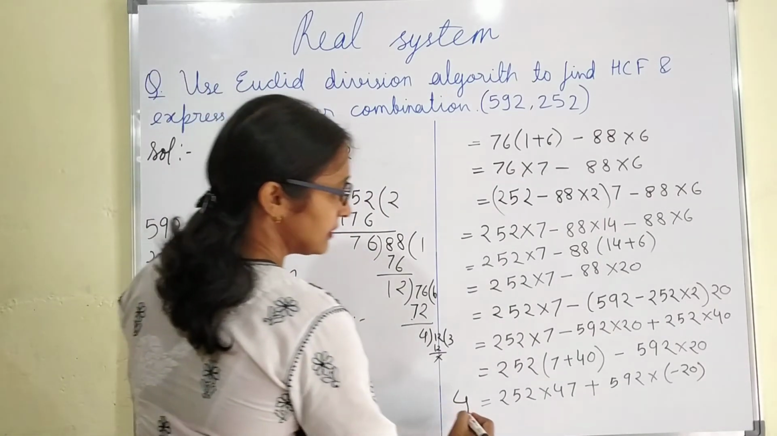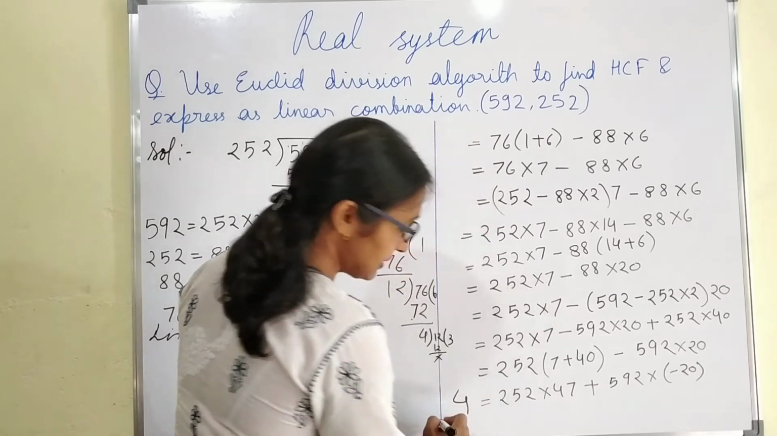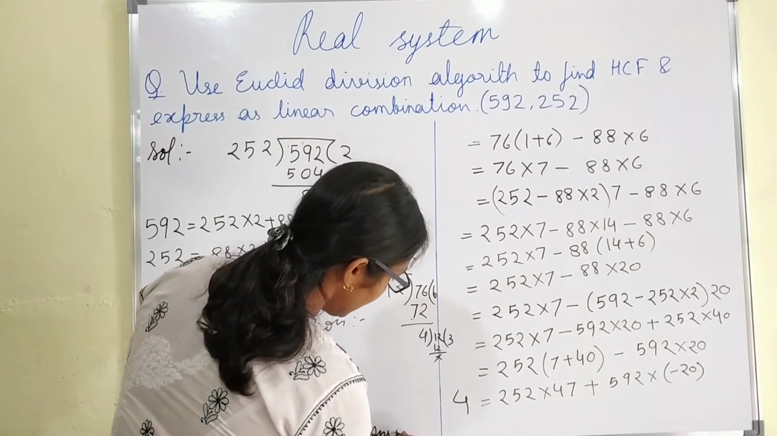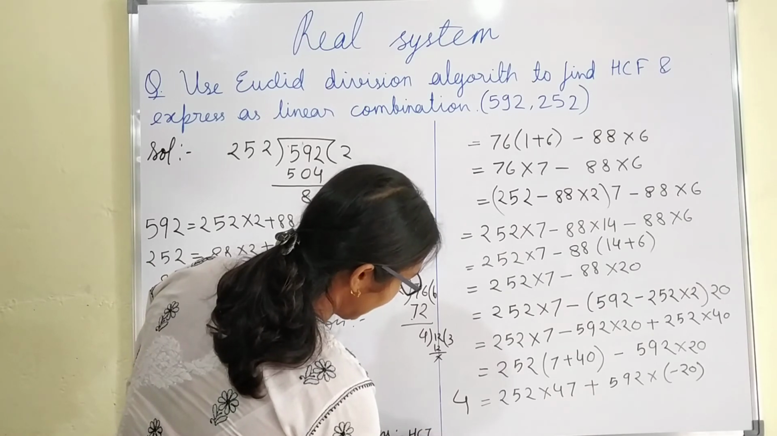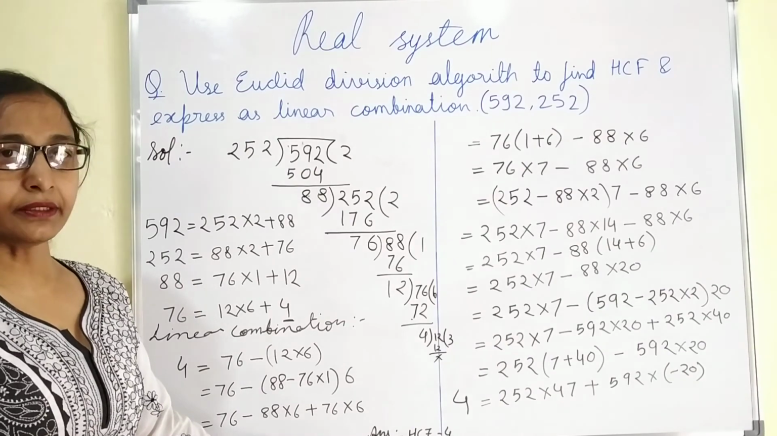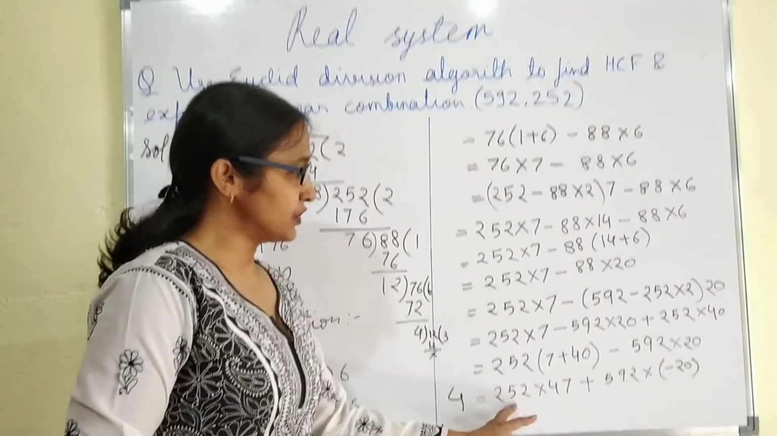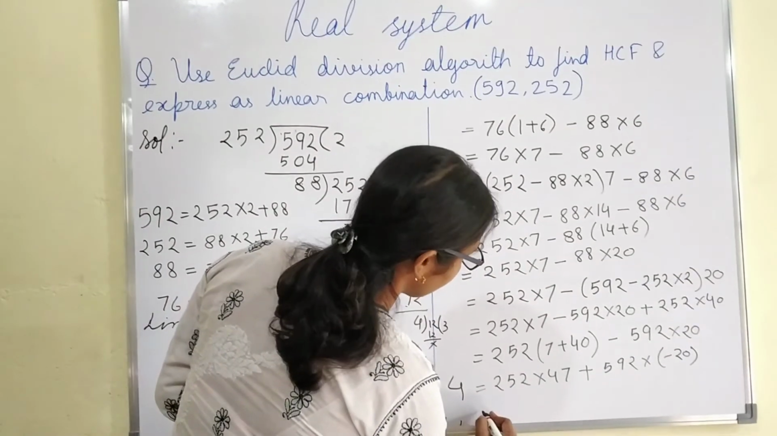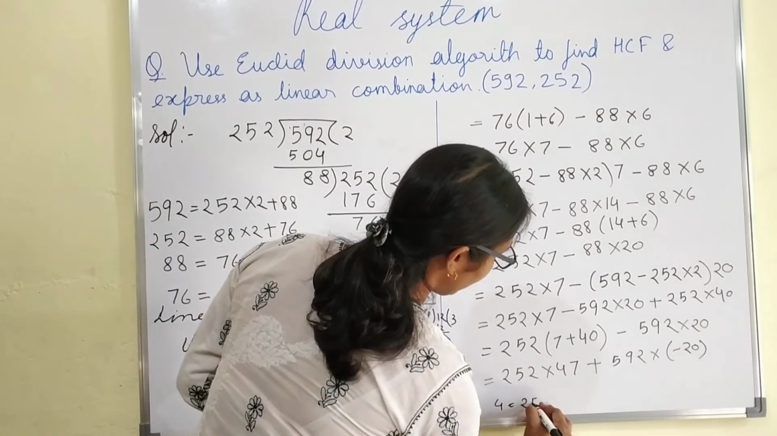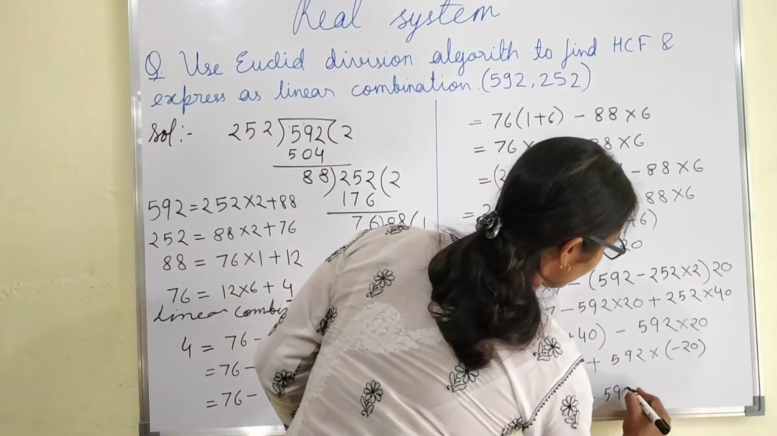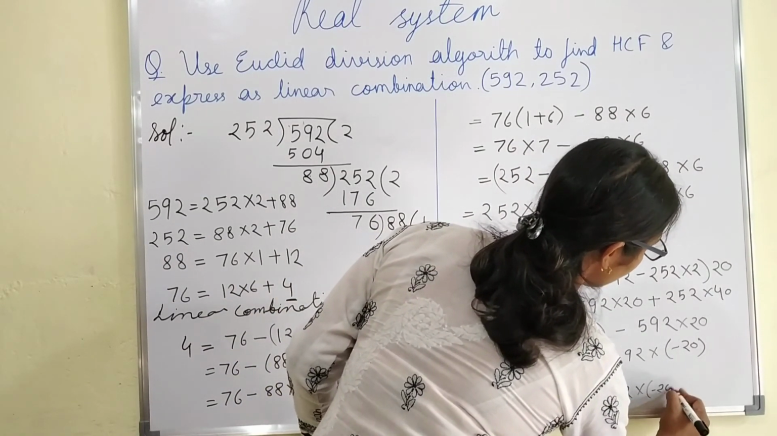So this is our first answer. First answer is 4, that is SCF. I am writing here. Answer: SCF is 4. And linear combination is this: 4 equals to 252 into 47 plus 592 into minus 20.